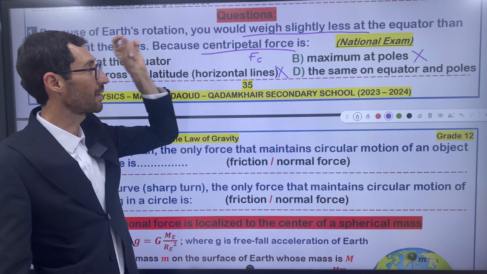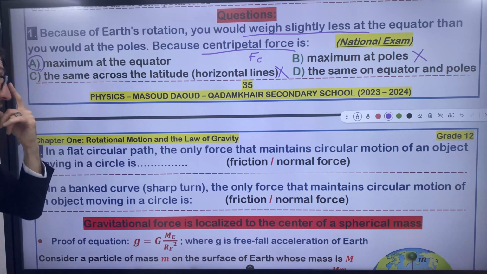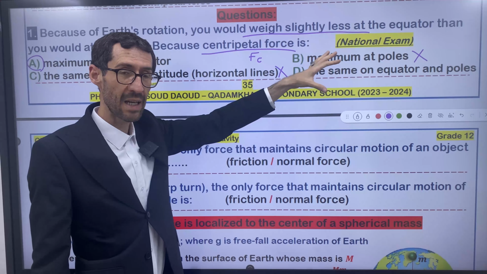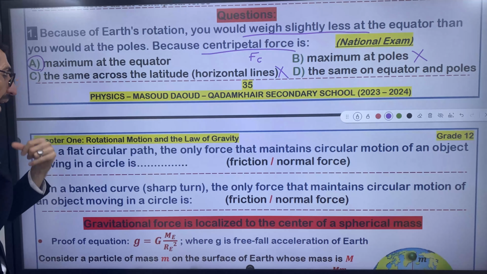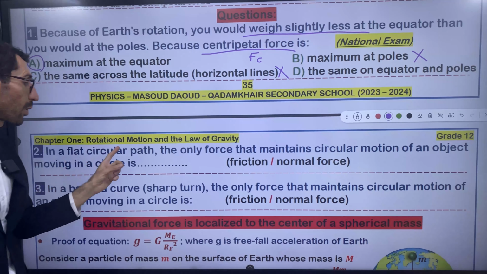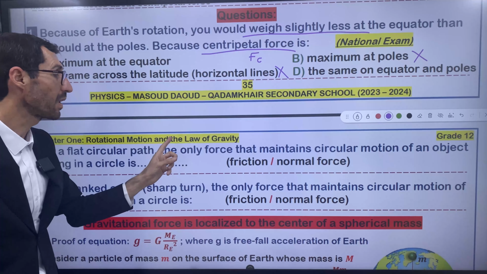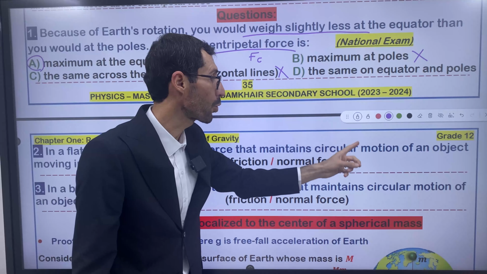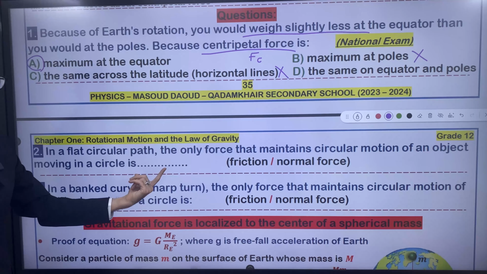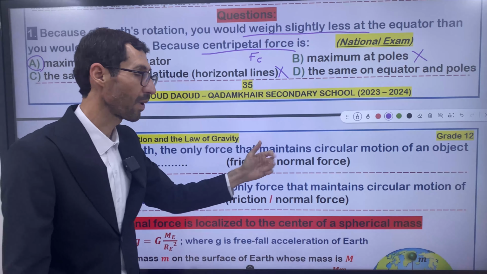Focus on it and memorize it as your names. Question number 2. In a flat circular path, the only force that maintains circular motion of an object moving in a circle is: friction or normal force?